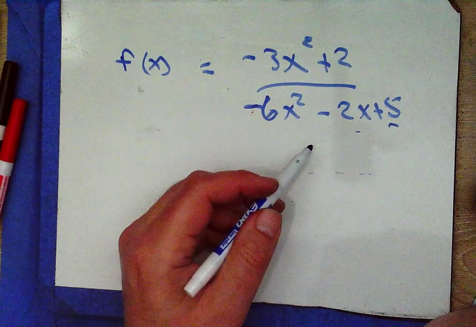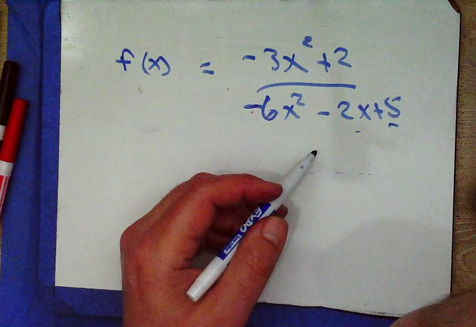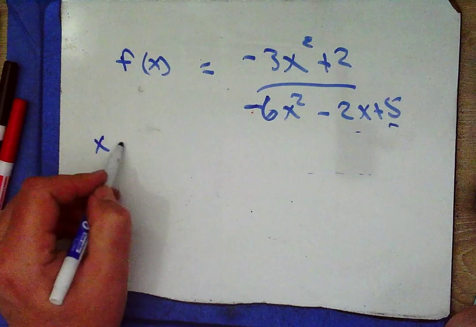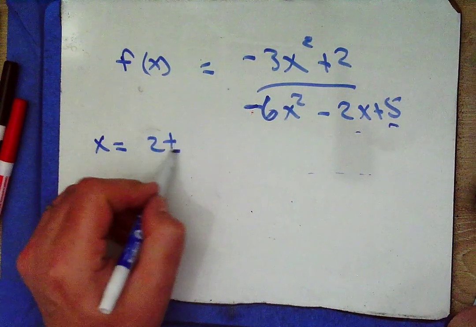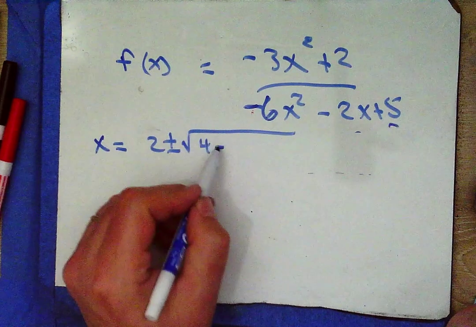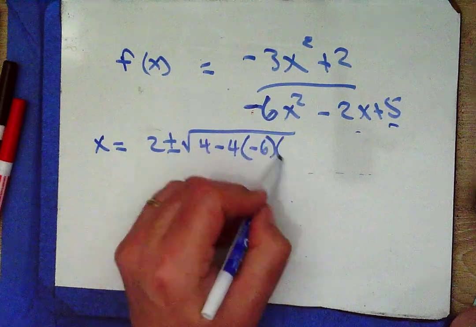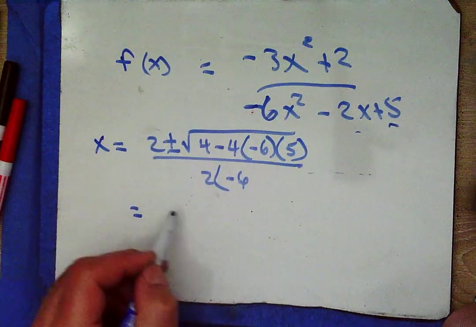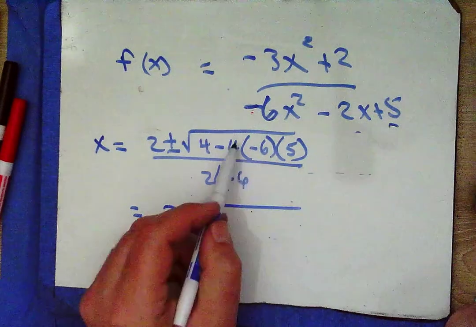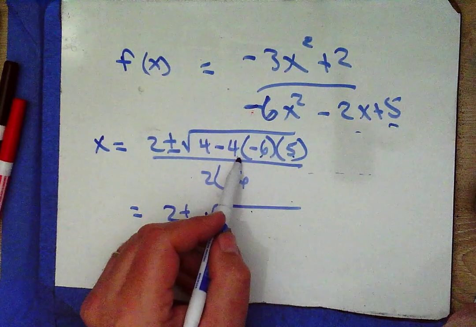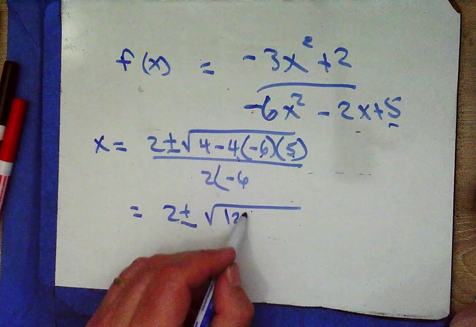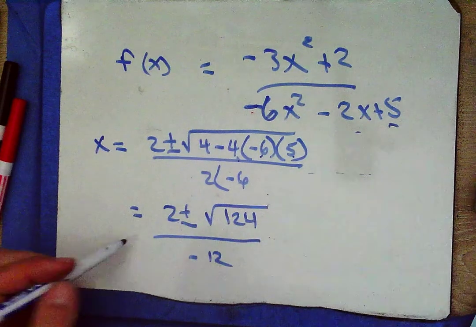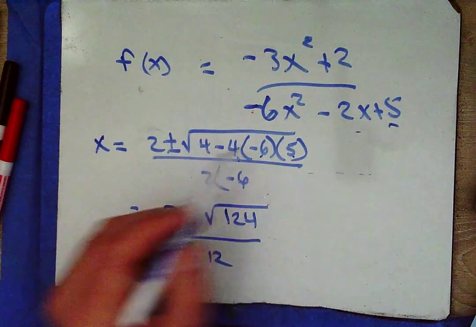When the denominator is equal to 0, then I'm thinking I have a vertical asymptote there, unless I have a hole. So how about this? x equals negative b plus or minus square root b squared minus 4ac all over 2a. So we've got 2 plus and minus square root 30 times 4 is 120 plus 4, 124 over negative 12. All right, so these are zeros of this function.